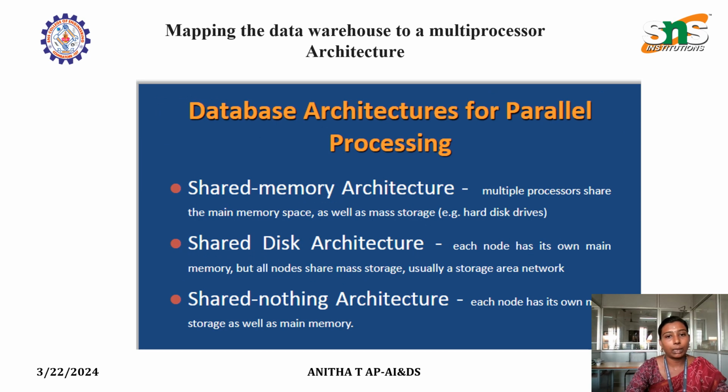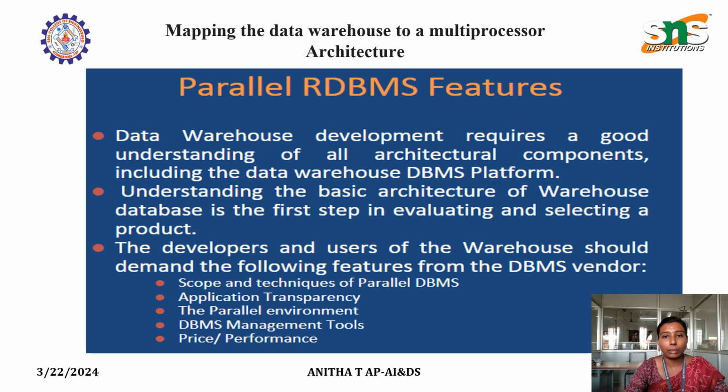Data architecture for parallel processing: shared memory architecture, where multiple processors share the main memory space as well as mass storage, that is, hard disk drives. Shared disk architecture: each node has its own main memory, but all nodes share mass storage, usually a storage area network. Shared nothing architecture: each node has its own storage as well as main memory. And these are parallel RDBMS features.